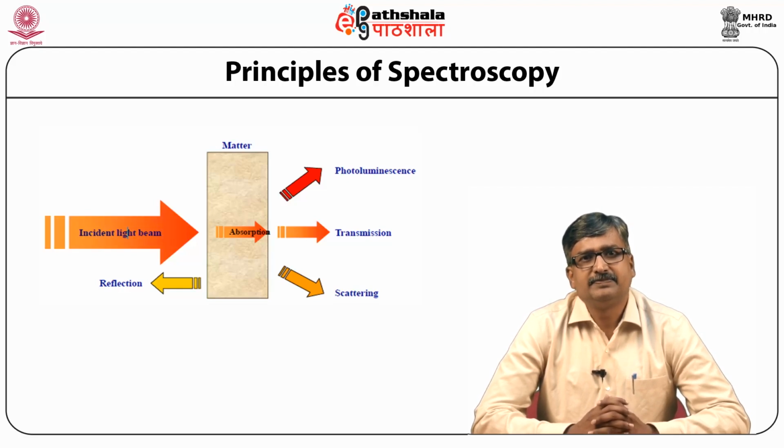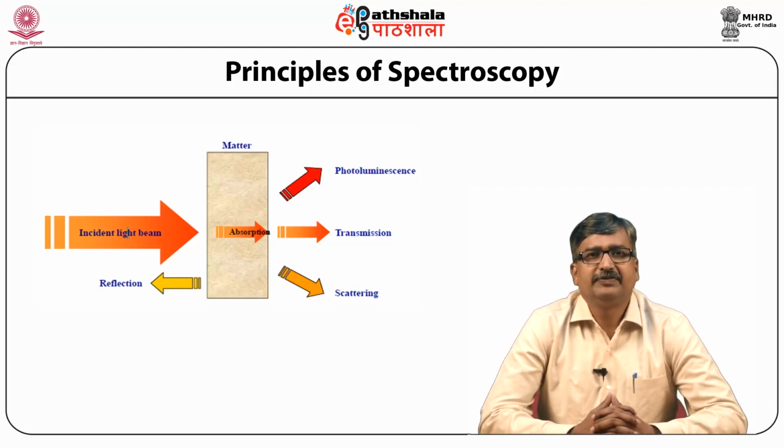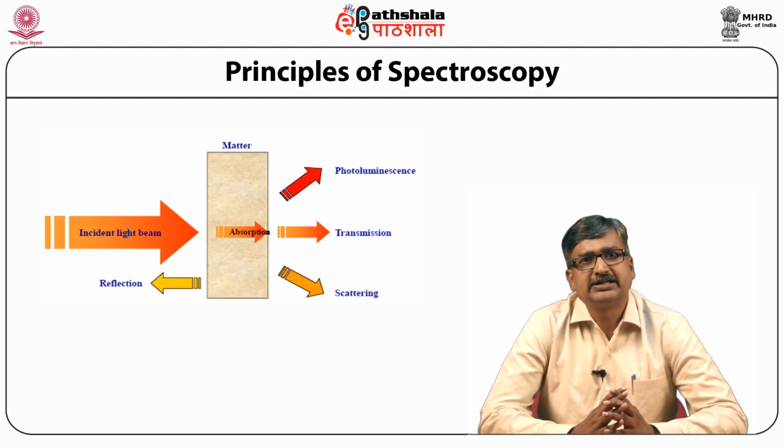In general, matter is exposed to electromagnetic radiation, for example infrared light. The radiation can be absorbed, transmitted, reflected, scattered, or undergo photoluminescence. By doing this, you can figure out how intense light is at those various wavelengths. The devices we use in spectroscopy are usually called spectrometers.